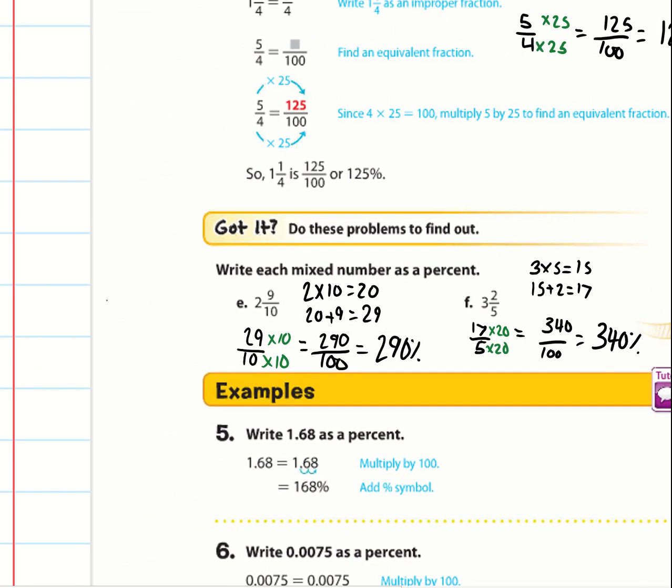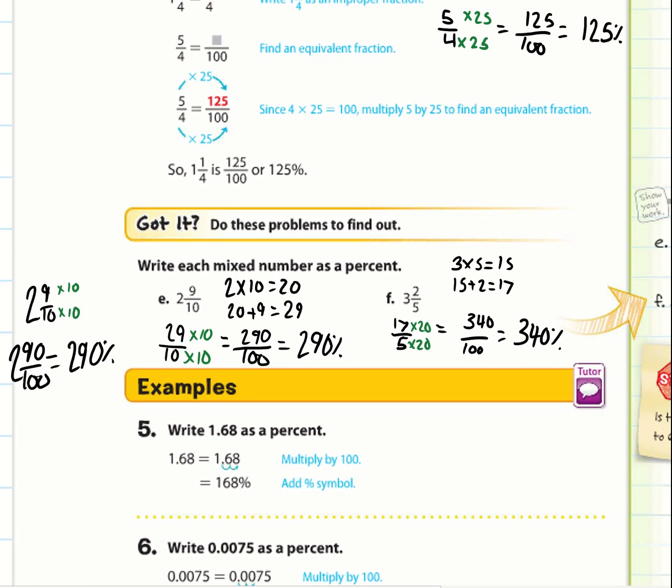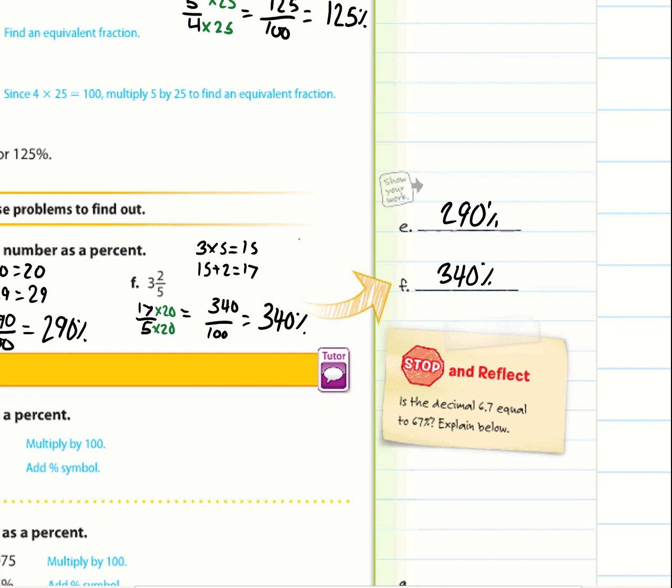Or if you wanted to do the other method, I know 2 9/10, I can just multiply that by 10, multiply that by 10. So 2 and 90 over 100. As long as you remember to carry the 2, that works. Same with F. So 3 2/5, multiply that by 20, multiply that by 20. That equals 3 and 40 over 100, which equals 340%. Whichever method works best for you.